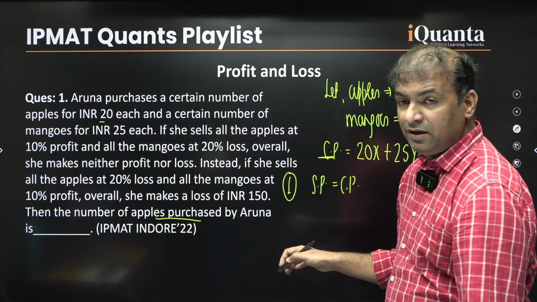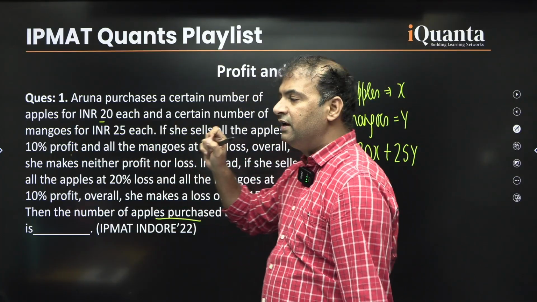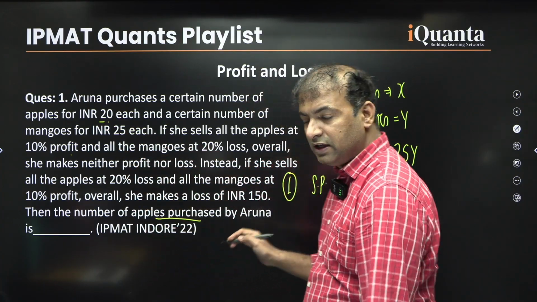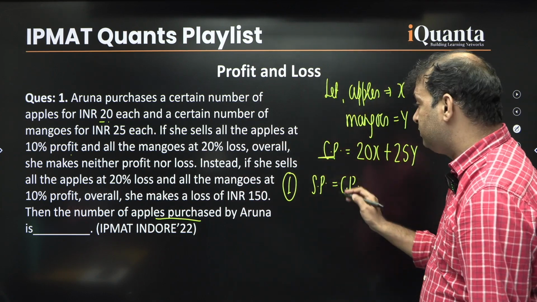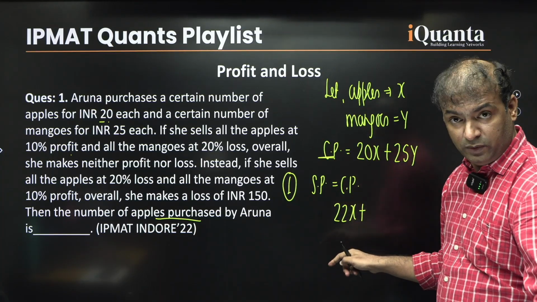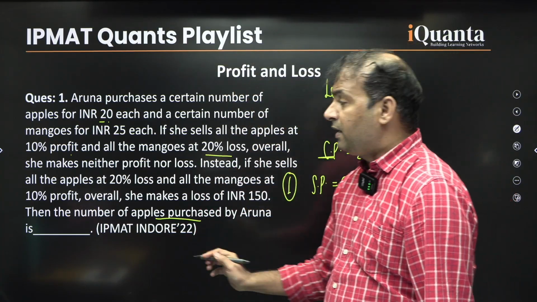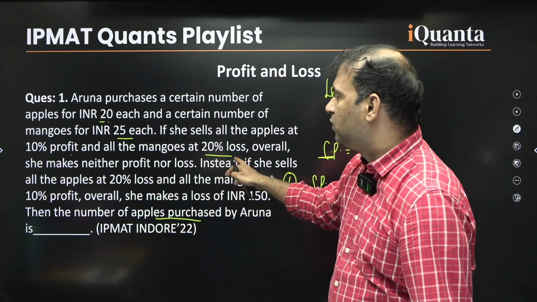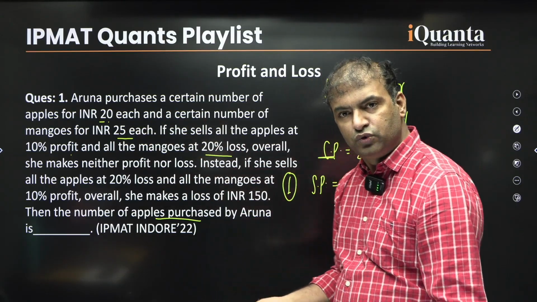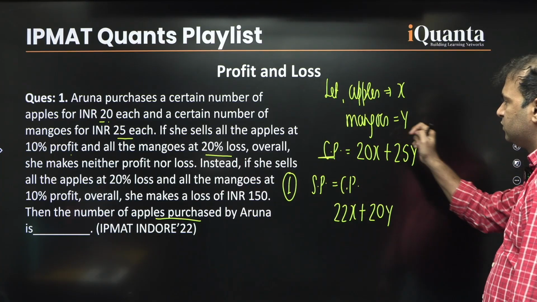The selling price: in the first case she sells apples at a profit of 10%. The cost price of an apple is 20, making 10% profit. 10% of 20 is simply 2. That means the selling price of each apple should be 22, and the total apples are X. So the total selling price with the apples is 22x. Now, she sells mangoes at a loss of 20%. One mango is bought at 25 rupees. 20% of 25 is 5. That means the selling price is 25 minus 5, which is 20. So the selling price with mangoes is 20y in all, because total mangoes are y.